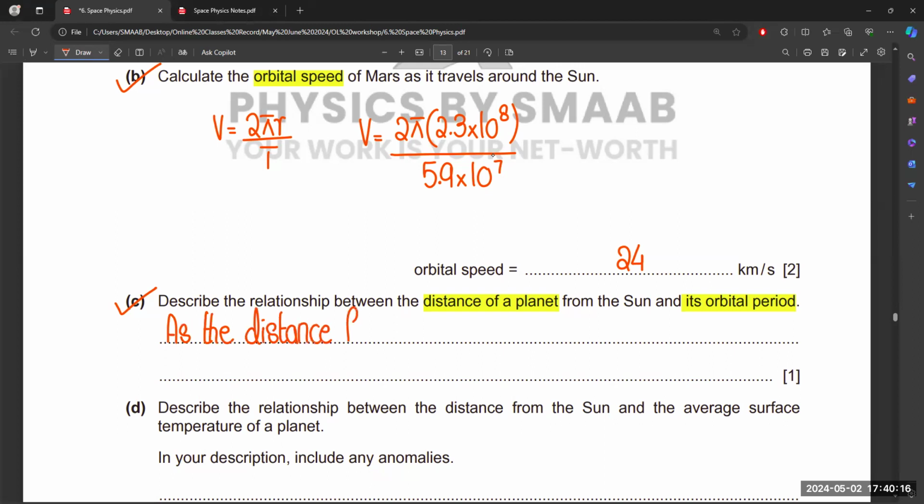As the distance from the sun increases, the orbital period increases.